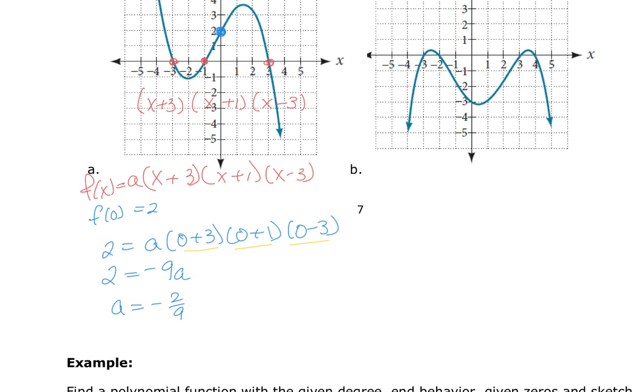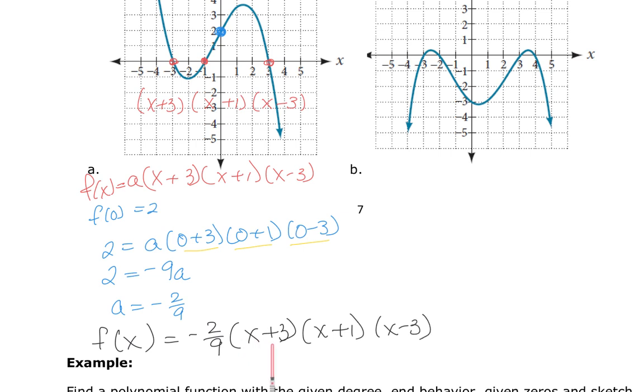So my final answer is f of x is equal to negative 2/9 times (x plus 3), (x plus 1), and (x minus 3). This confirms that I have a degree 3. Here's my degree 3, an up and a down type of situation, and I have a negative coefficient. That's what I found it to be, and that confirms the end behavior.